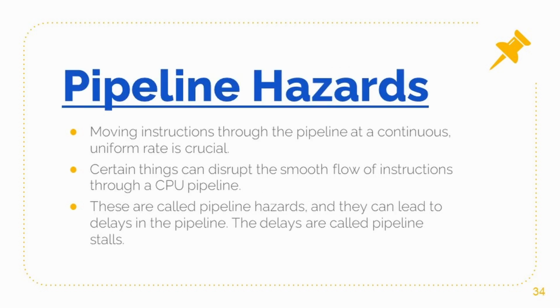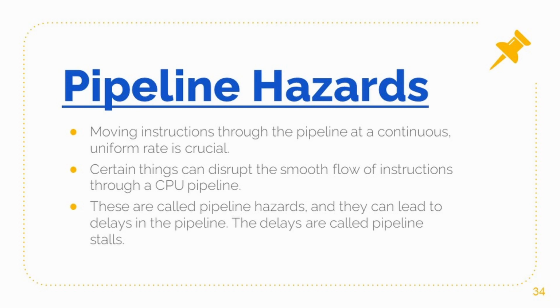Pipeline hazards are conditions or events that disrupt the smooth flow of instructions through a CPU pipeline, leading to delays or stalls in instruction execution. These hazards can arise due to various factors, including dependencies between instructions, resource contention, and structural limitations of the pipeline architecture. When a hazard occurs, the CPU may need to stall the pipeline temporarily until the issue is resolved.